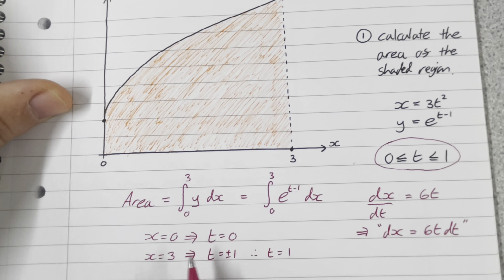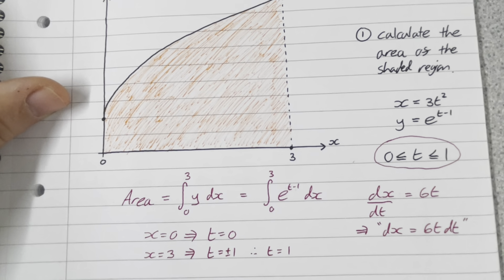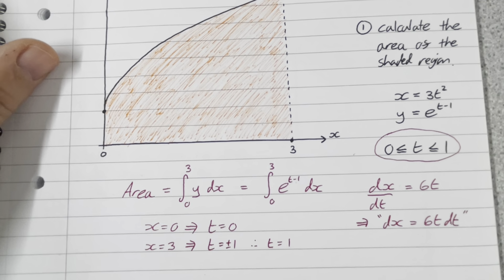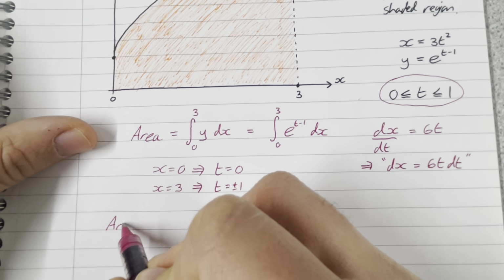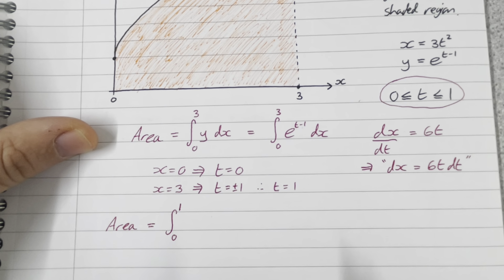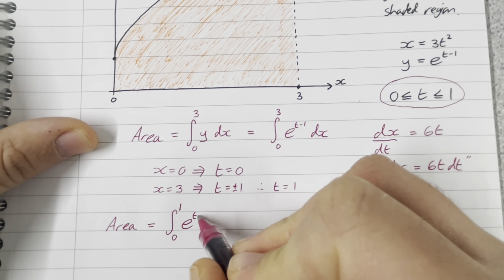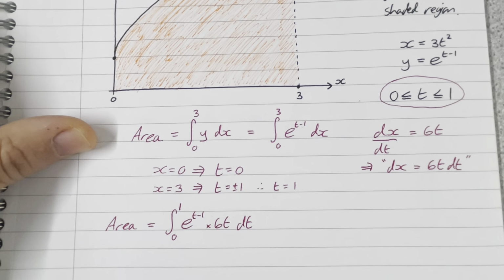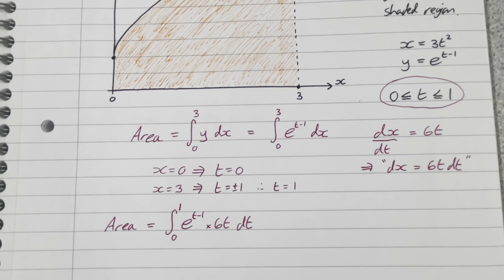So when x is 3, t is 1. And when x is 0, t is 0. So these are the limits we're going to use. Okay, t is 0 to t is 1. And make sure you get them the right way around. Sometimes this might be less than this number. So you need to make sure that the 0 replaces the 0 and the 1 replaces the 3. Okay. So the area now is going to be equal to the integral from 0 to 1, because we're now in the t world, of y, which is e to the t minus 1, times dx, but dx is 6t dt. Okay, perfect. Now we don't have to go back to the x world at all. This integral will give us our area exactly.